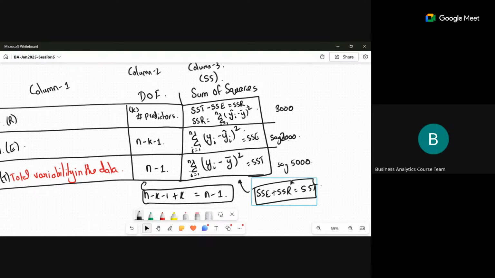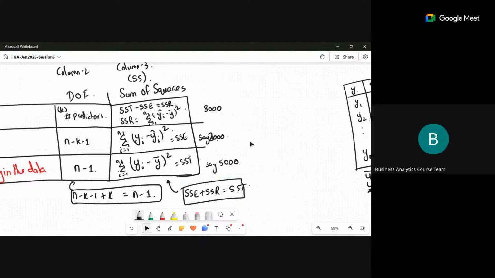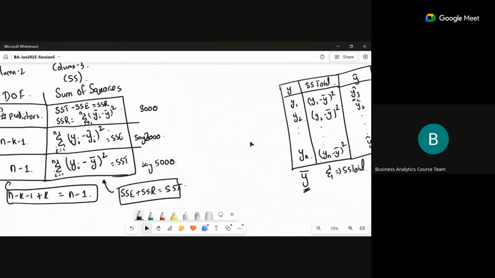Now you have told me that out of 5,000, 3,000 variability you have explained. The question is whether the 3,000 is significant or not. For you, 3,000 may be okay. For me, it may not be okay. So how will we justify? We will do a hypothesis test there. We basically do something known as the F test to see if the model is significant.